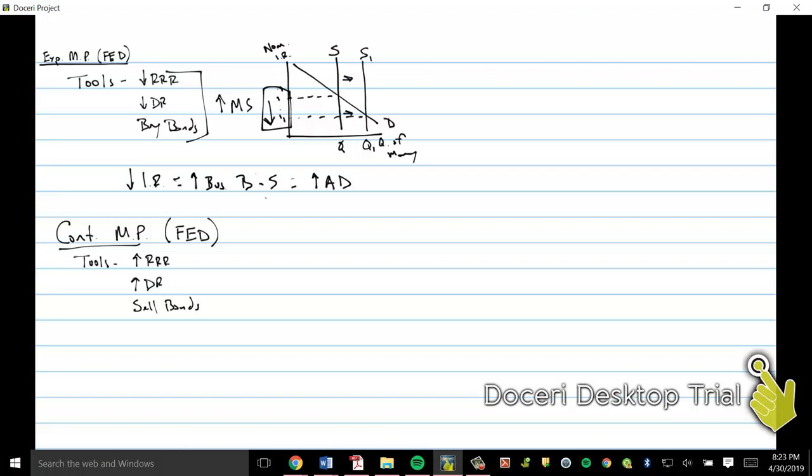The discount rate, that is the rate that the Federal Reserve charges banks. So if you were a bank and you needed to borrow money, the Federal Reserve is a place that you can go to borrow. The discount rate is the rate you have to pay. So when that rate increases, a bank will be less likely to borrow from the Federal Reserve, therefore taking less money from the Fed and putting it into the economy.